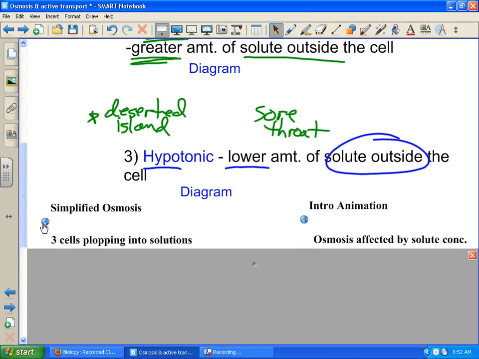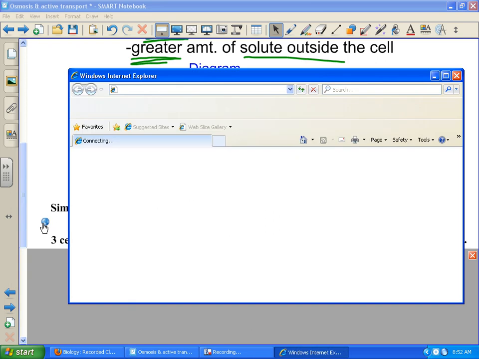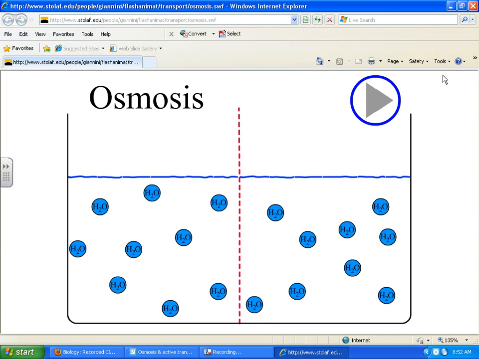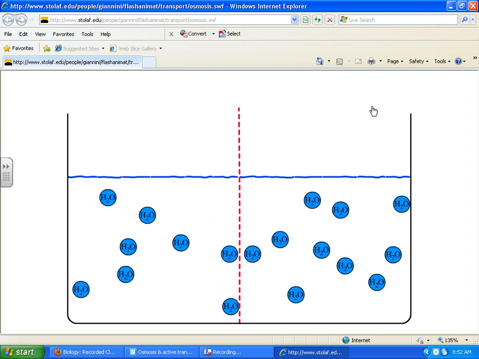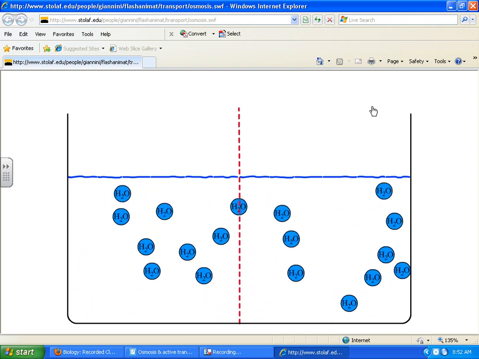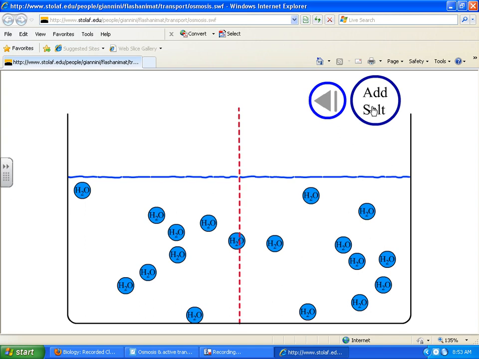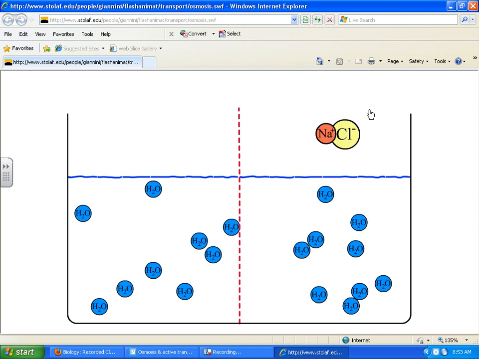All right, let's look at one animation that might kind of help pull some of these ideas together. Let me make it a little bit bigger so you guys can see it. Okay. So at this point, the red line here in the middle is going to represent a cell membrane. And notice what the water's doing. Water's moving through the membrane back and forth. It is at equilibrium.